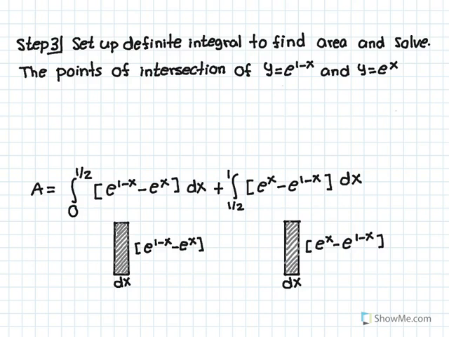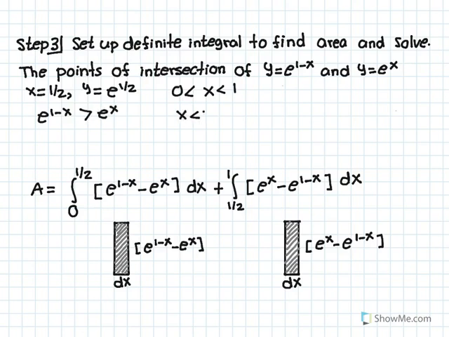All right, so we're now going to set up a definite integral to find the area, and then we're going to solve this integral. The point of intersection, as we found already, is x equals 1/2 and y equals e to the 1/2, on the interval x between 0 and 1. We also showed that e to the 1 minus x is larger than e to the x when x is between 0 and 1/2, and e to the x is bigger than e to the 1 minus x when x is between 1/2 and 1.